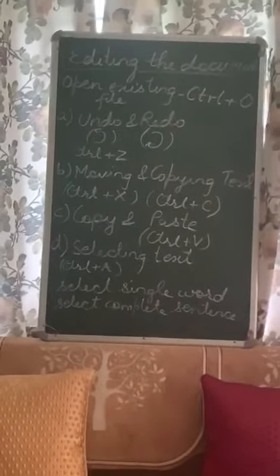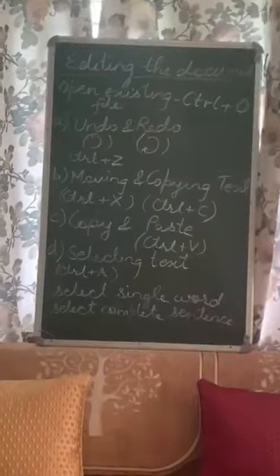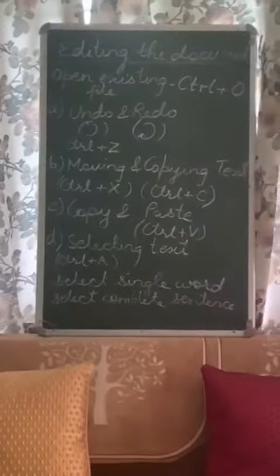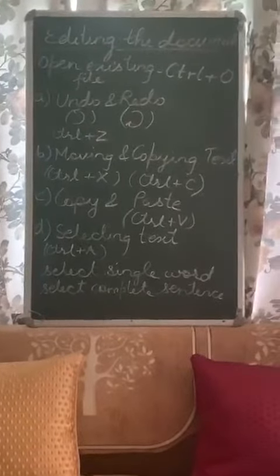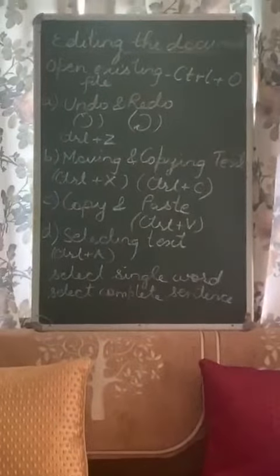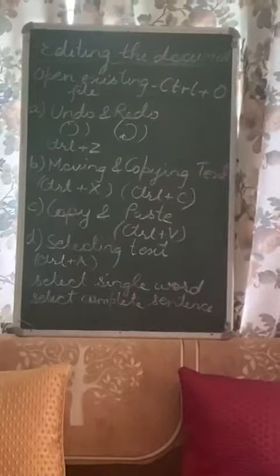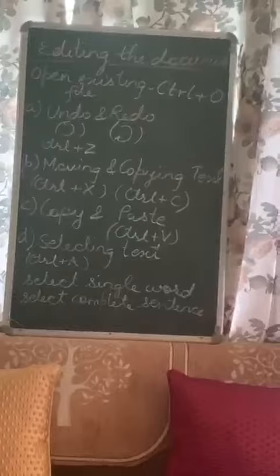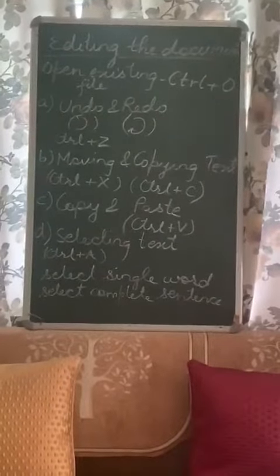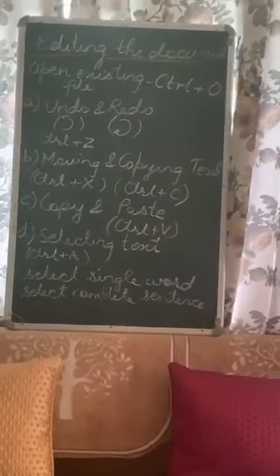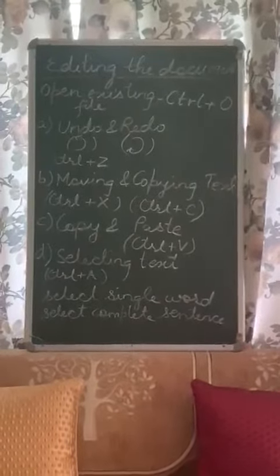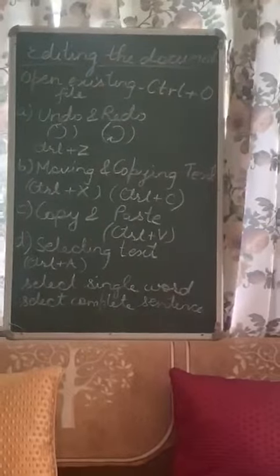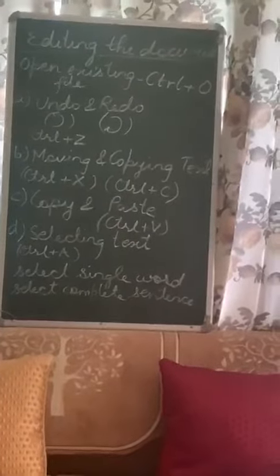So undoing, basically what it is doing, if you have done certain thing wrongly, then you can come back to the original by doing undo, and redo you can repeat that same action. Now the shortcut key for undoing is Ctrl+Z, and the symbols I have showed you of undo and redo, and the options are present in the file menu, plus you can see also in the above in the quick access toolbar. Then second one is moving and copying text.